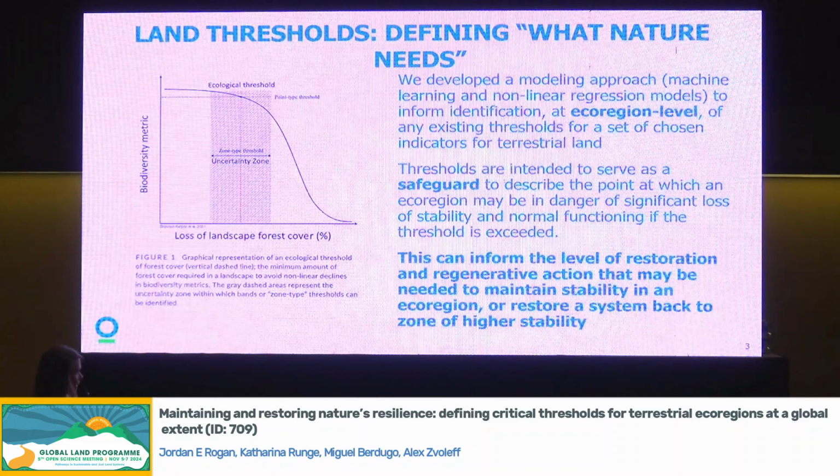And ultimately, these thresholds are intended to serve as a safeguard to describe at what point we might expect an ecoregion to be in danger of significant loss of stability and normal functioning if that threshold is exceeded. And then this can be used to inform the level of restoration and regenerative action that may be needed to maintain stability in that ecoregion or restore it back to a zone of higher stability.